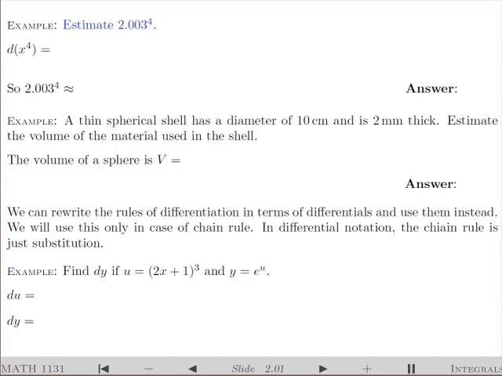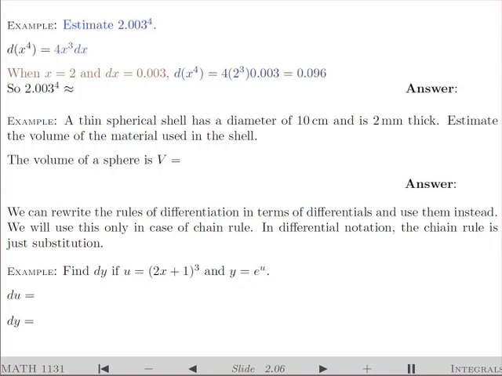We are dealing with the fourth power function. So let's calculate the differential of x to the power 4. It's the derivative, 4x cubed, times dx. I think of 2.003 as starting at 2 and changing x by 0.003. So x is 2 and dx is 0.003, which means the differential is 4 times 2 cubed times 0.003. 2 cubed is 8, times 4 is 32, times 3 is 96.